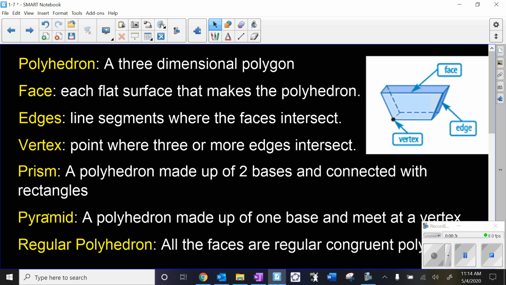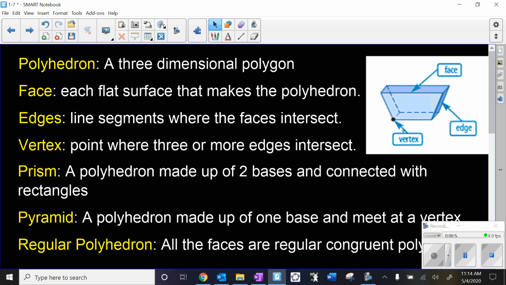A polyhedron is a three-dimensional polygon, so it has all straight lines, no circles involved in it at all. The picture over here would be considered a polyhedron. The faces are all your flat surfaces, your edges are all your line segments, and your vertices are just your points where three edges meet.